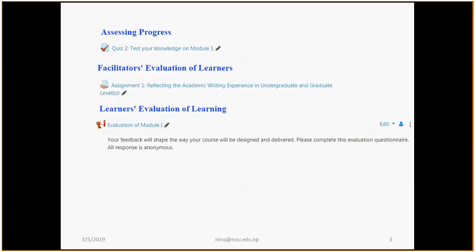And lastly, there is the learner's evaluation of learning. For each module, there is always a learning evaluation. Your response is anonymous, so do not worry about responding. You be critical, thoughtful, and give me suggestions. That is for myself and for yourself as well.